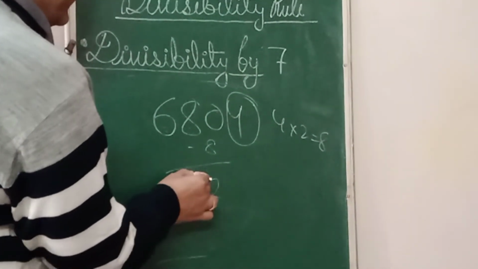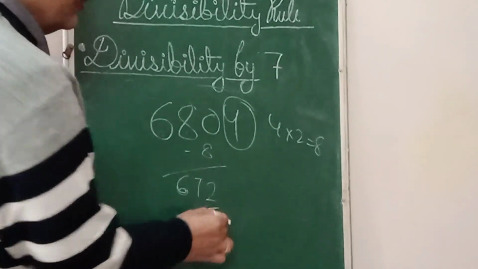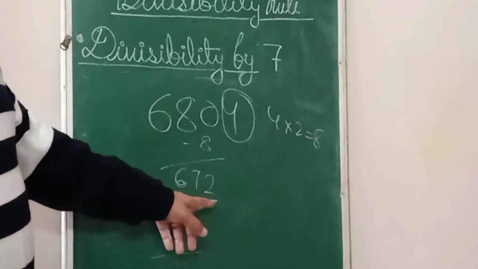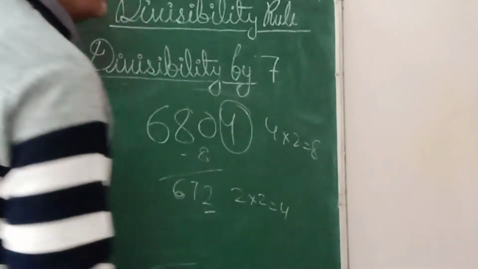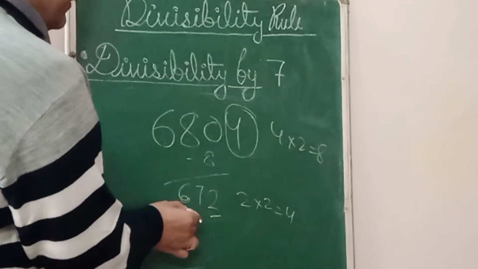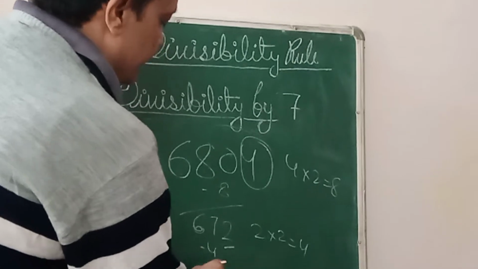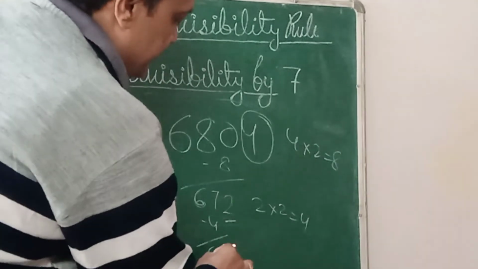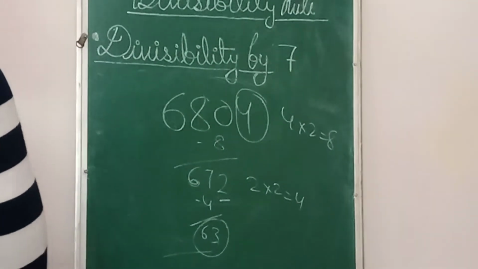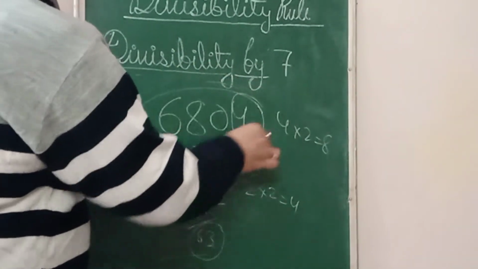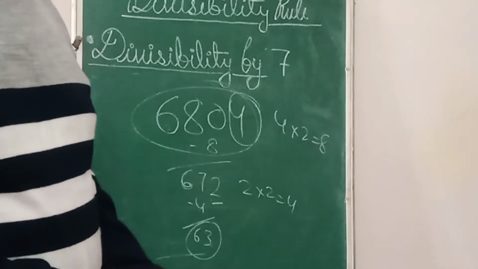So, in case of 672, the unit place has got a digit 2. So, doubling this means 2 into 2 is equal to 4. Now, subtracting it from rest of the number. Rest of the number is 67. So, we will subtract 4 from this 67 and we will get 63. Since 63 is divisible by 7, so we will say that 6804 is divisible by 7. I think this is clear.